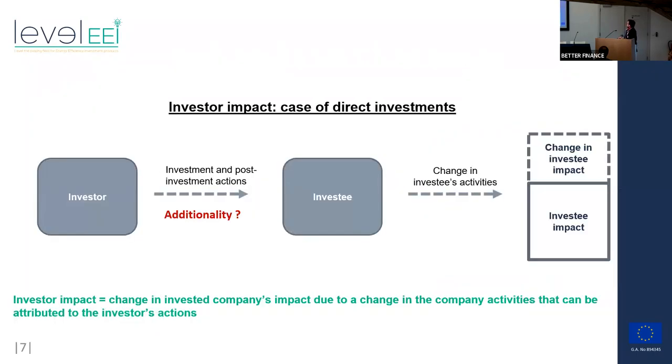So just for you to be clear about what investor impact is, let's take a very simple case. You invest directly into a company. So your impact will be based on the concept of additionality, based on your own actions. So your impact will be the change in the invested company's own impact due to the change in the companies that are associated to your own investments. Okay, that is pretty simple.